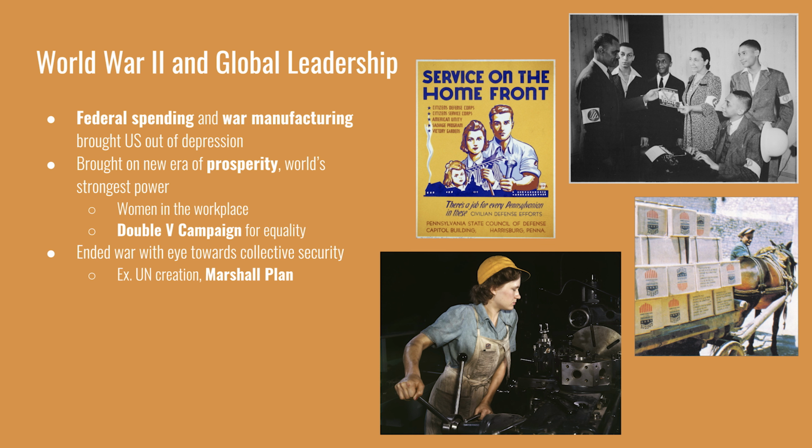The first major way in which it transformed American society is that the federal spending and war manufacturing that the U.S. put in place to get ready for the war is what gets the United States out of the Great Depression. It brought in a new era of prosperity, and it leads to the U.S. becoming the world's strongest power.